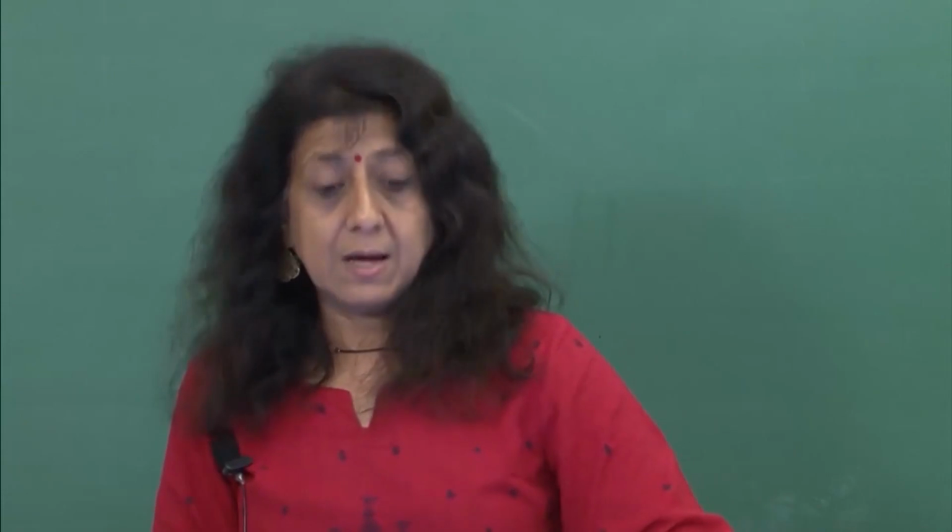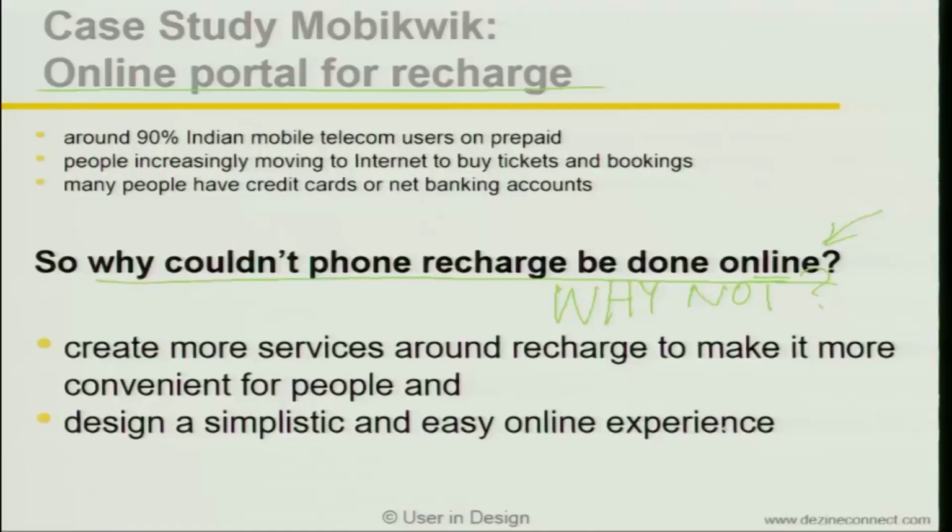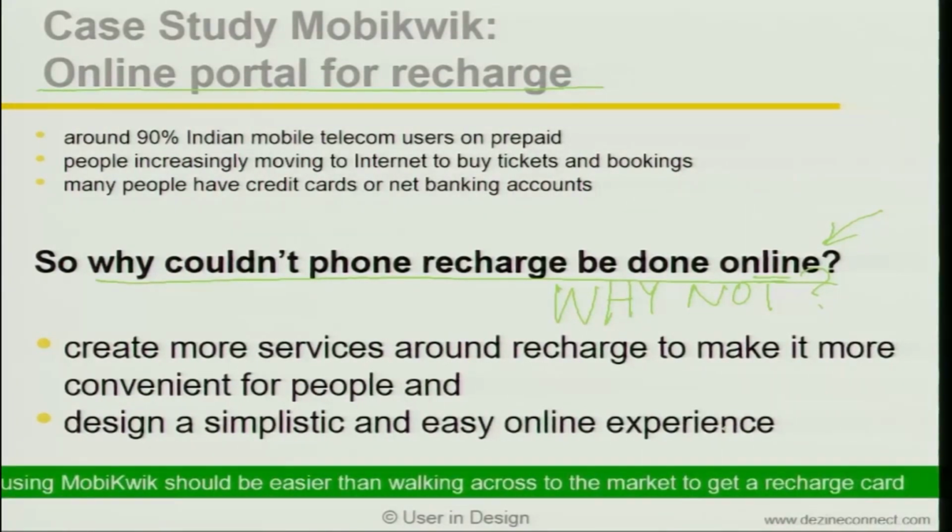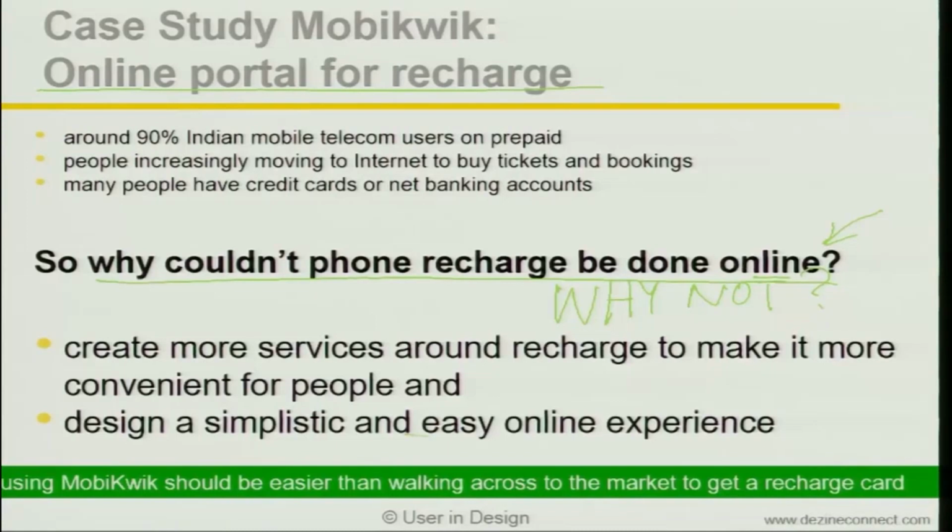How do you clarify what that means? Everybody thinks they're creating simplistic products. Who thinks they're not? Everybody thinks they're designing easy experiences, right? So this is how they defined it. Using MobiKwik should be easier than walking across the market to get a recharge card. When you walk across the market, the time, the effort, the energy it takes, this is how easy it needs to be. So they defined easy, and this also became their benchmark. How easy does it need to be?